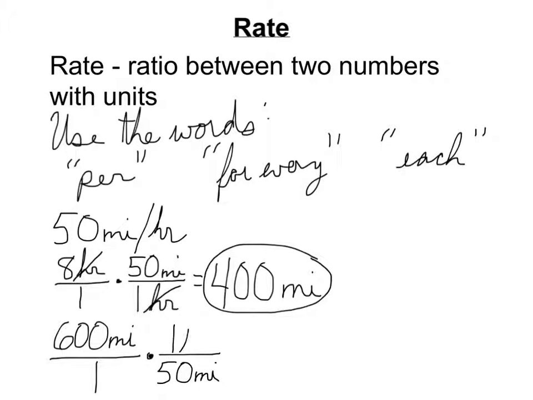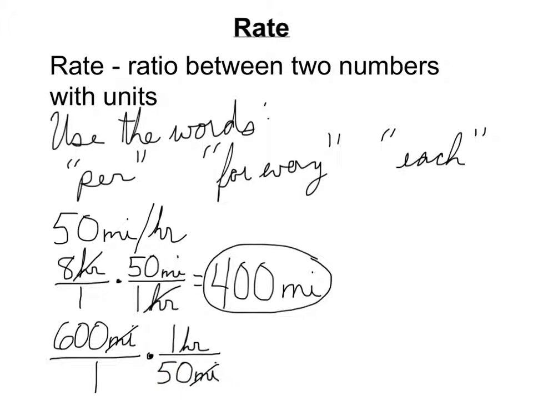Which means my 1 hour goes on top. And we do this so that the miles here and the miles there, one on top and one on bottom, will cancel each other out. Now I've got 600 times 1 on top and 1 times 50 on bottom.